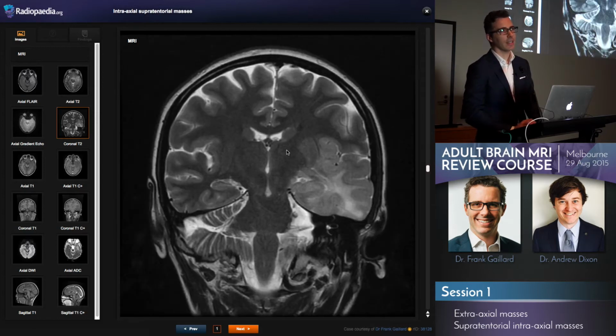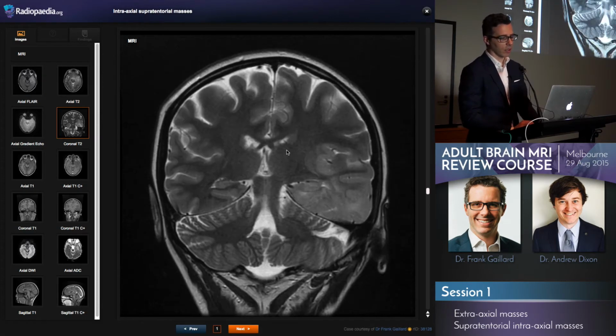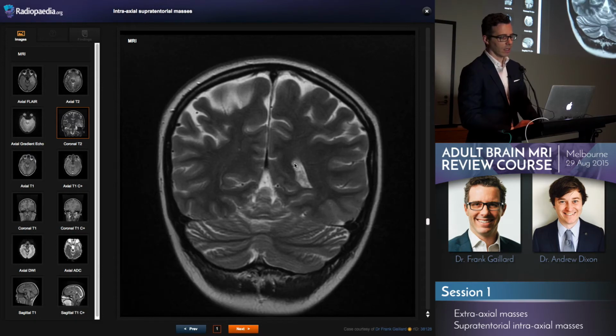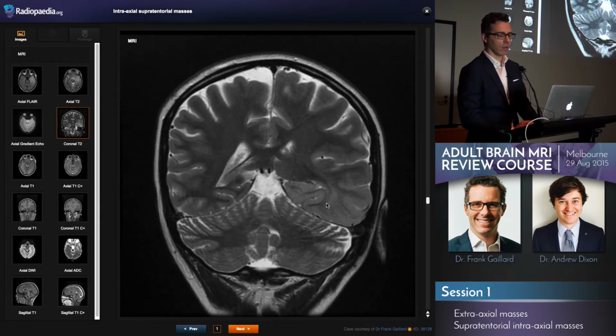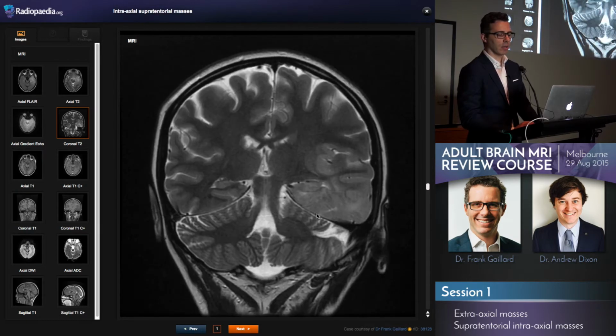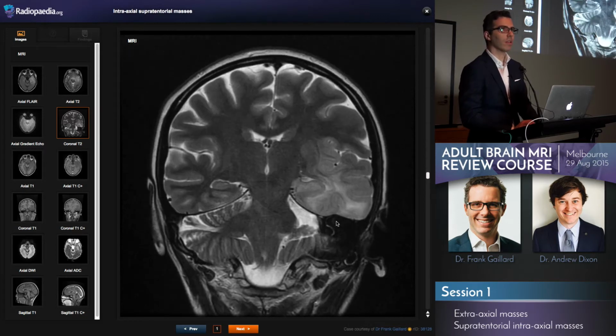T2 is actually easier to see these two components. We can see that down back here we have normal white and grey. Here we start getting abnormal white matter. The cortex is maybe a little bit bright, but by the time you get to the front here, it's very thickened. And when you see this appearance, there's really very little else that this can be when it's this size.